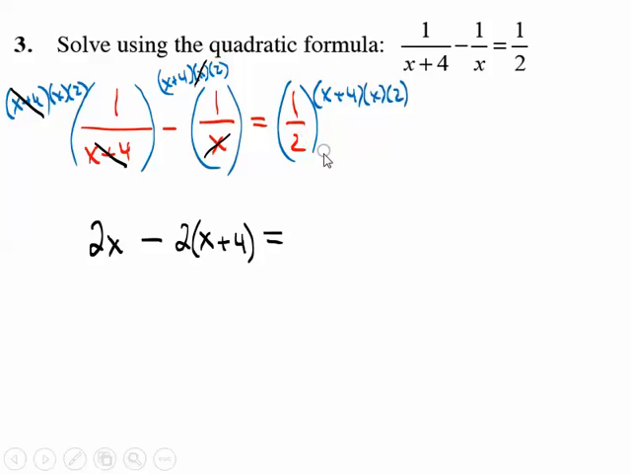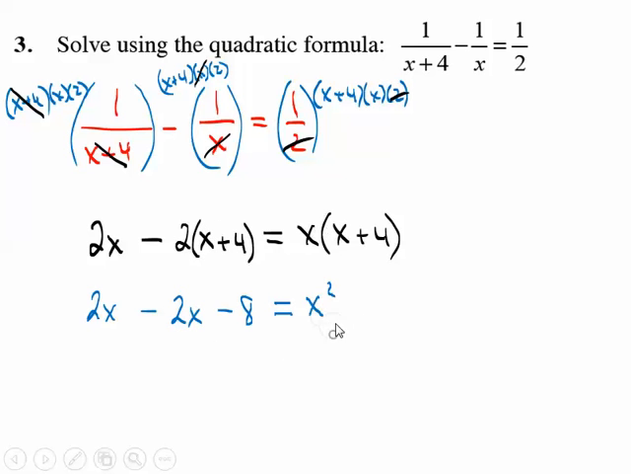The 2's are gone here. And this is x times x plus 4. You can multiply that out if you like, but I just waited a little bit here. I kind of like this step as well because it shows exactly what's left over. So if I did something wrong, this would be the step most likely that I did something wrong in. But let's go for it here. So 2x is there. Negative 2 times x is a minus 2x. Negative 2 times 4 is minus 8. X times x is x squared, and x times 4 is 4x.